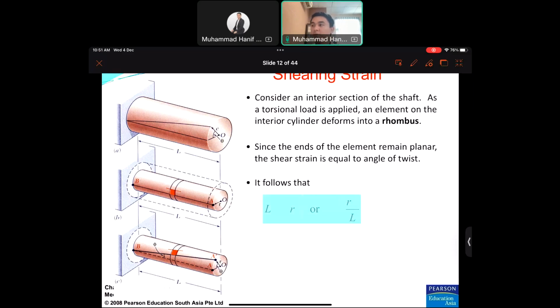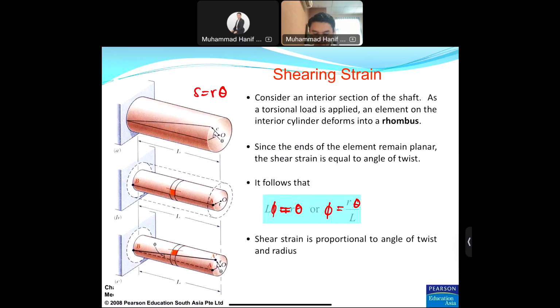Okay, it follows this assumption where it is a rhombus, as I mentioned to you, L phi equal to R theta. Okay, L phi equal to R theta, it is a rhombus. This one we get from the equation S equal to R theta in the mathematical formula. So if you rearrange, you will get phi equal to R theta over length. The shear strain is proportional to the angle of twist and the radius.